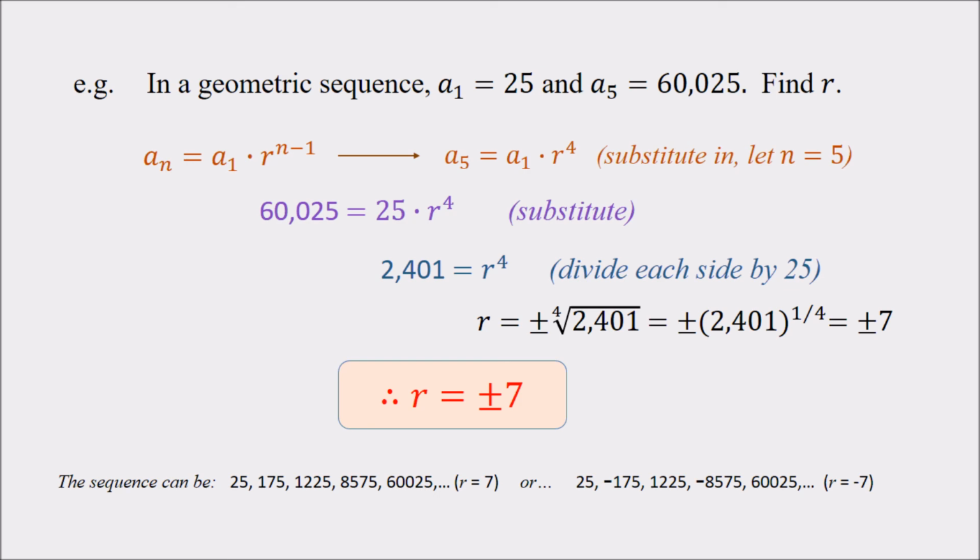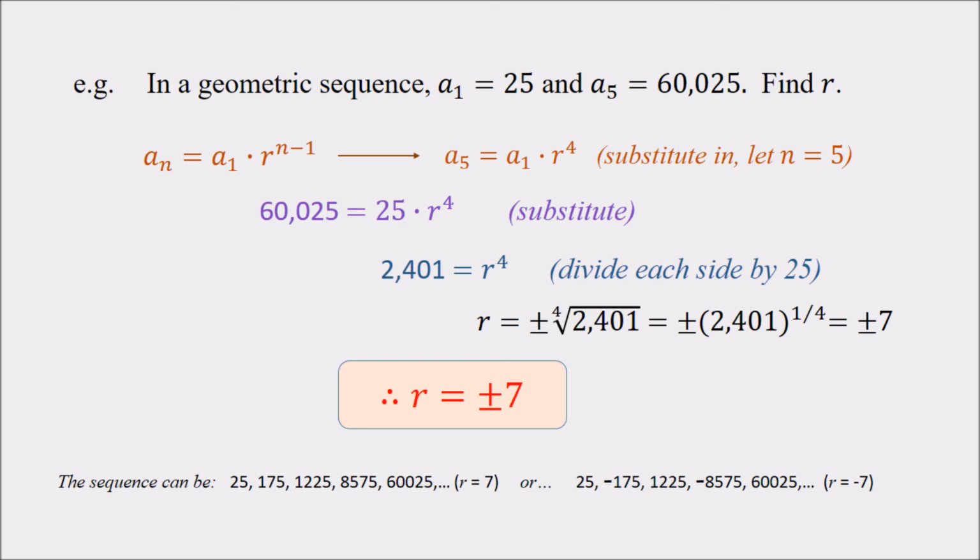If r is 7, we'll get the sequence on the left. A sub 1 is 25, and if I multiply that by 7, I get 175. Multiplying by 7 again, I'll get 1225. Then 8575, and the fifth term would be 60,025 as required by the given.